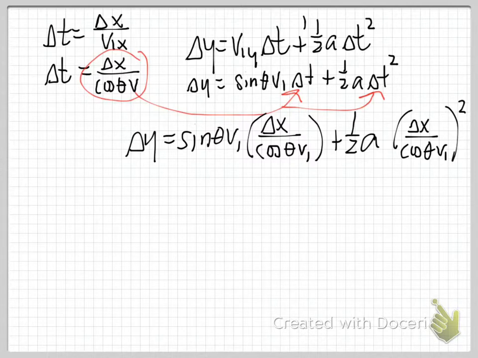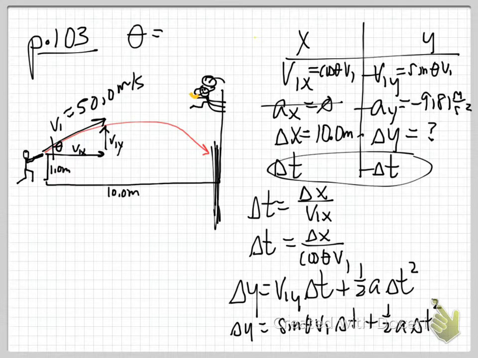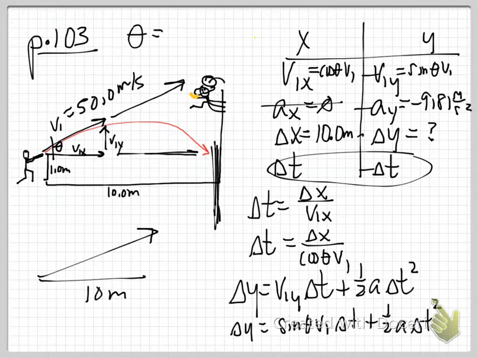We don't know theta. We can find theta easily. So if we back up to here, we are told that she aims the gun at the monkey. She is 10 meters away, so this is 10 meters. The tip of her gun is a meter above the ground and the monkey's 5 meters up, so this is 4 meters.